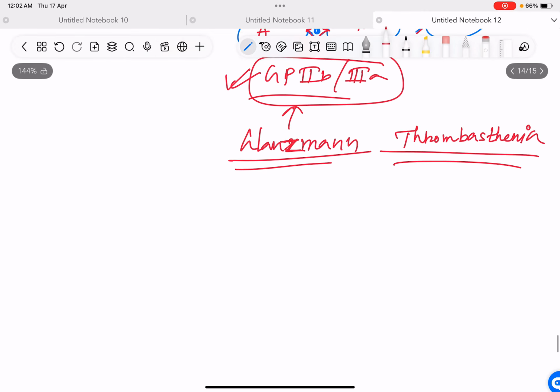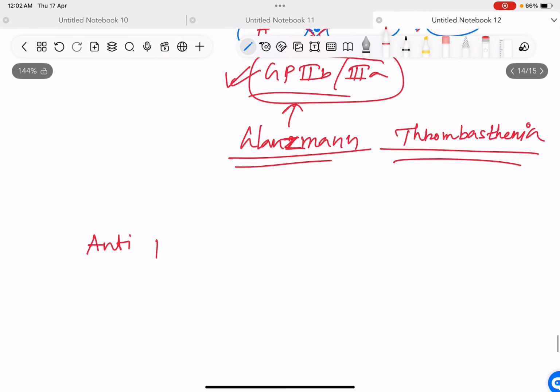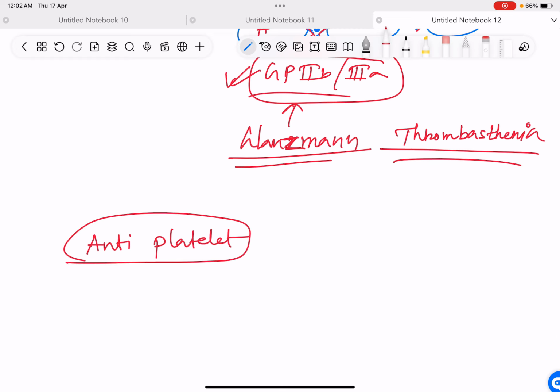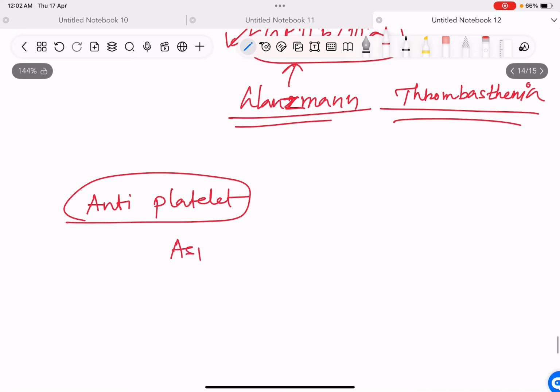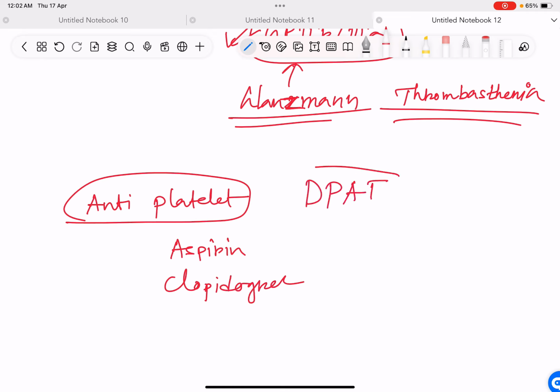If I tell you how the anti-platelet drugs work in preventing platelet plug formation, so aspirin, how it works, and clopidogrel, how it works. These two are the most important antiplatelets. We use double anti-platelet therapy, DAPT. This double anti-platelet therapy contains aspirin and clopidogrel, how aspirin works and how this one works.